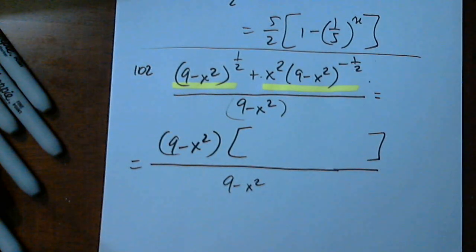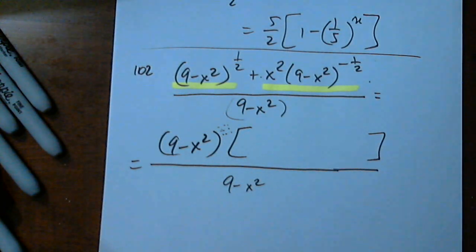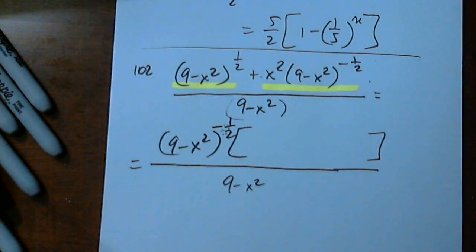Now we have to decide upon the power. We have to have something here. What will be the power? One half. The power has to be the smallest of the two. So negative 1/2? Exactly. The power has to be always the smallest of the two.